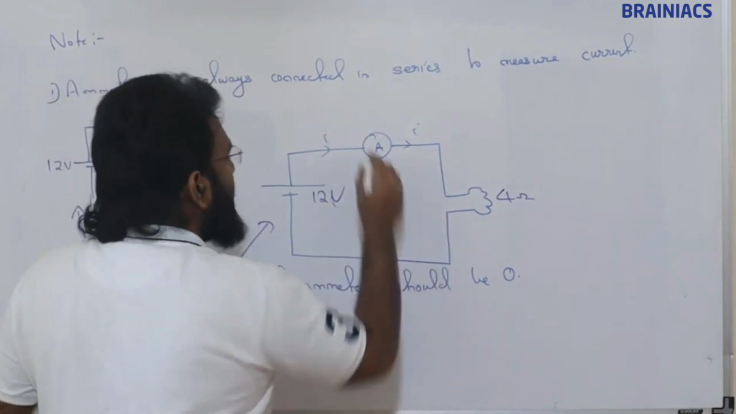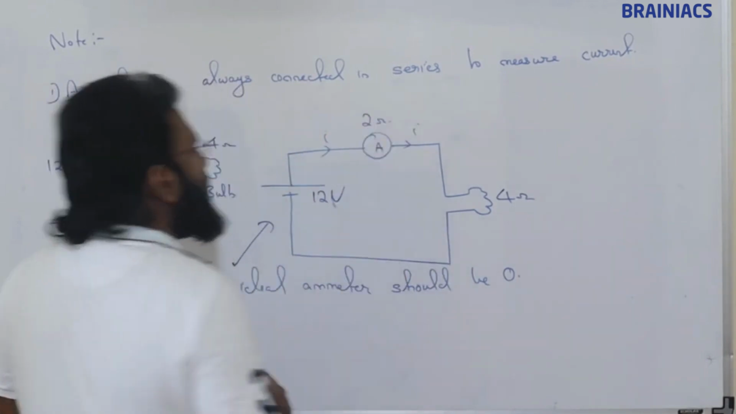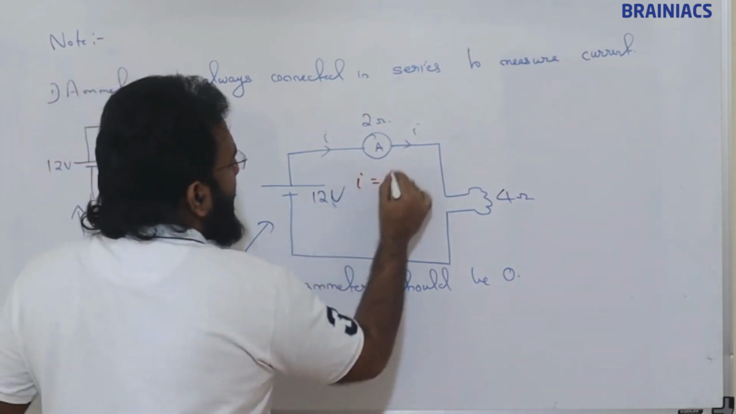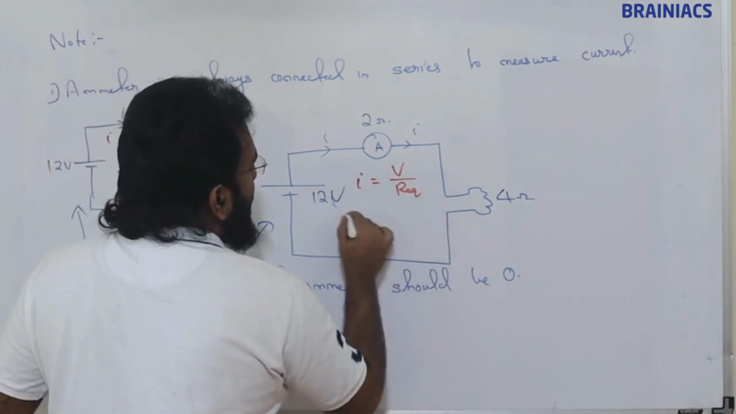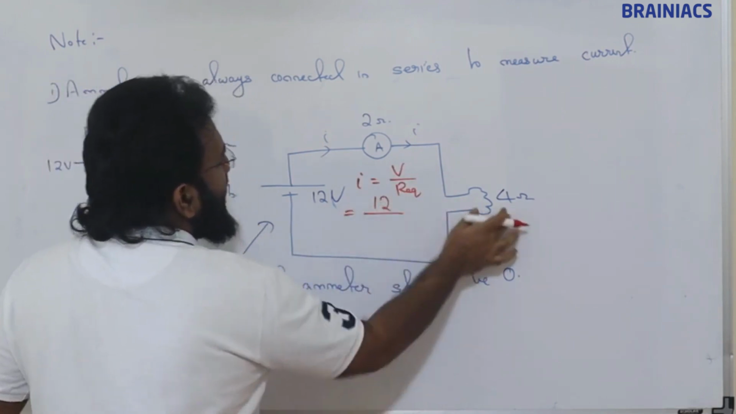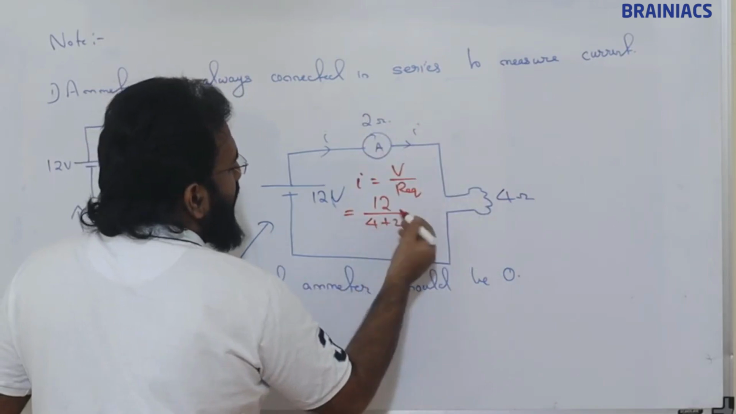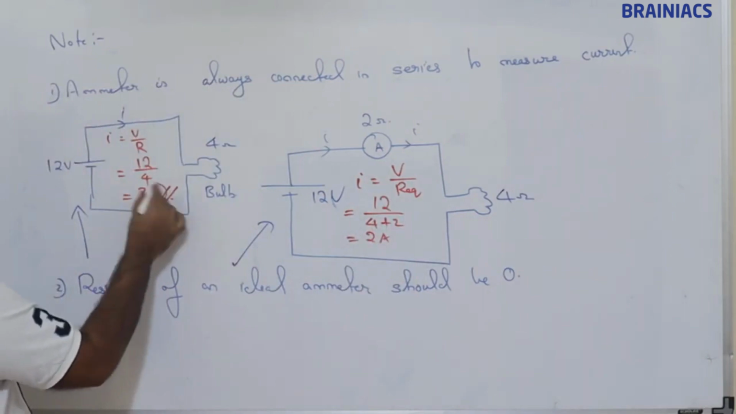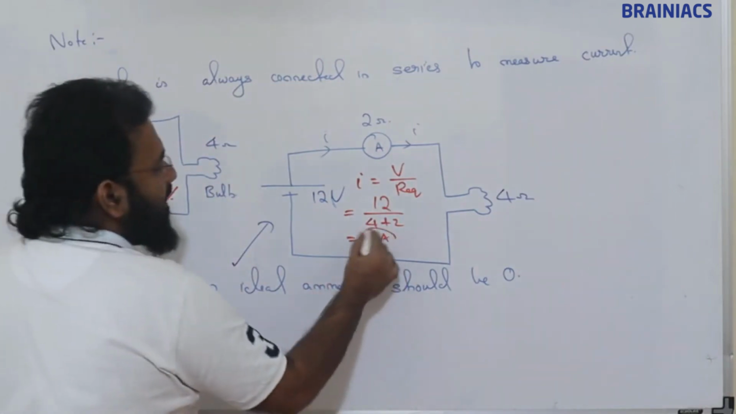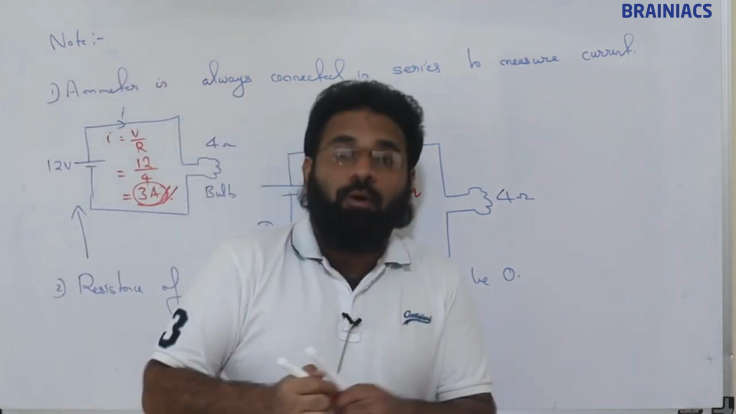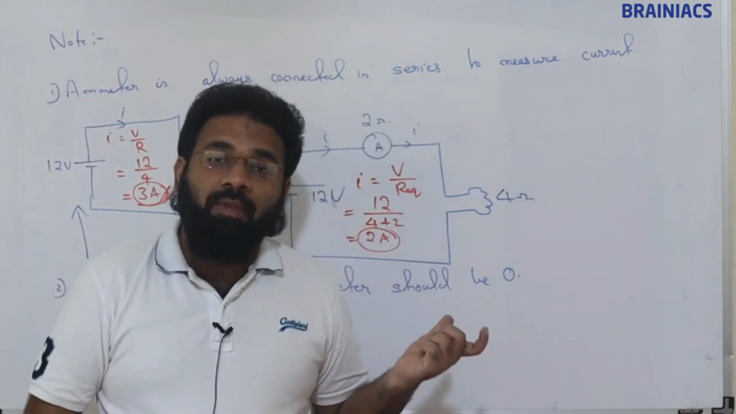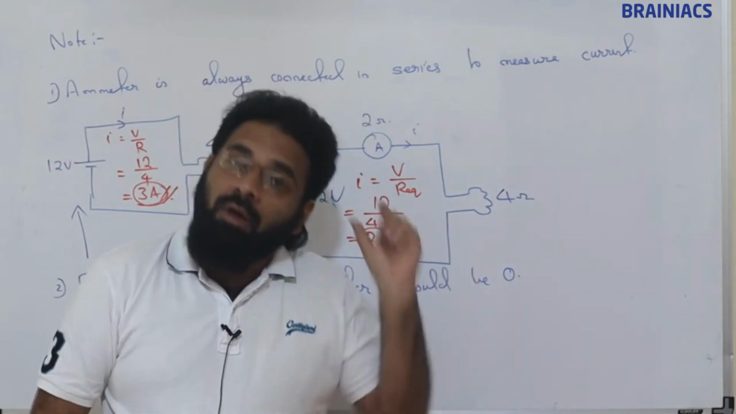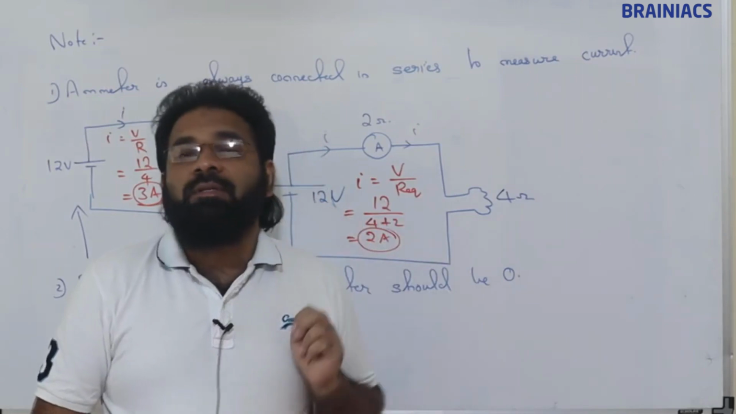Suppose for example, this ammeter has 2 ohm resistance. So what will be current? I will be equal to V by R equivalent. This is going to be 12 by 4 plus 2, 6 ohm. This is going to be 2 ampere. So actually the correct current is 3 ampere. So when we connected the ammeter, we got how much? 2 ampere. So there is error. The result which is shown by the ammeter is wrong. 1 ampere difference is there.